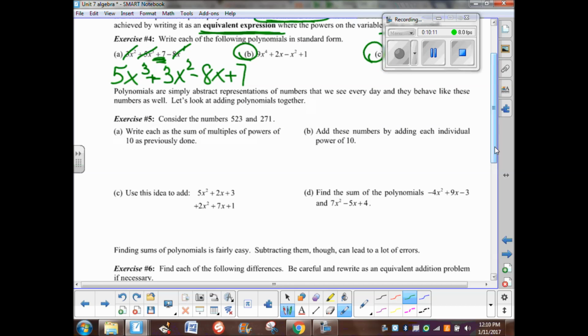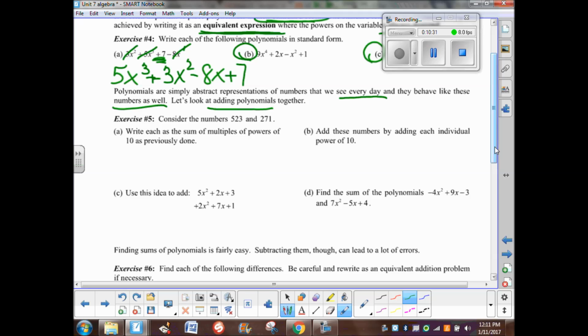Polynomials are simply abstract, okay, representations of numbers that we see every day, and they behave like numbers as well, which is pretty cool. Let's look at adding polynomials together. So it says, consider the numbers 523 and 271.